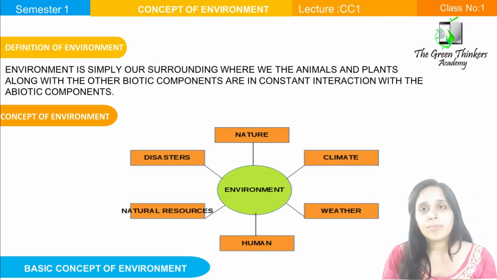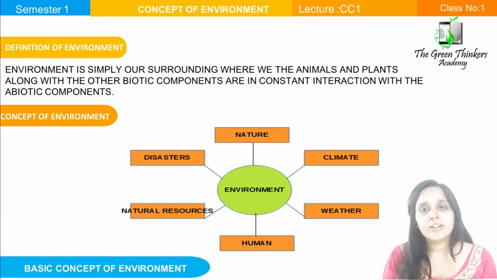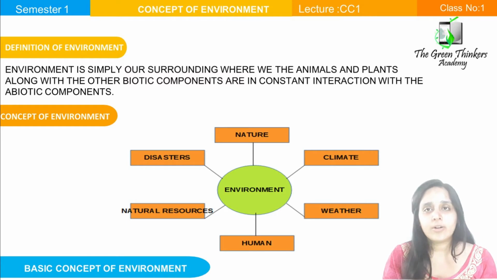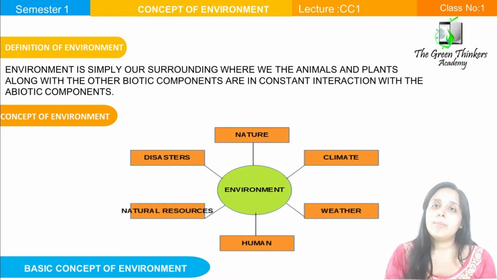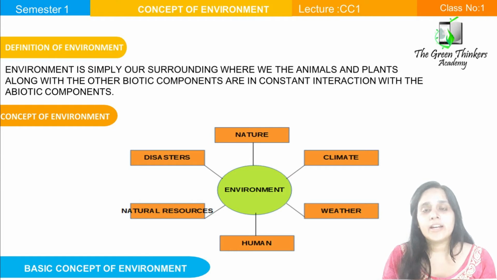These biotic components are the living creatures, like we human beings come under this category. We, the human beings, the animals, the plants, the microorganisms, all the living components will come under the biotic component. Okay, and the abiotic are the non-living component, which helps in sustaining life for the biotic component. Okay, now this abiotic component will include the air, water, soil, all this.